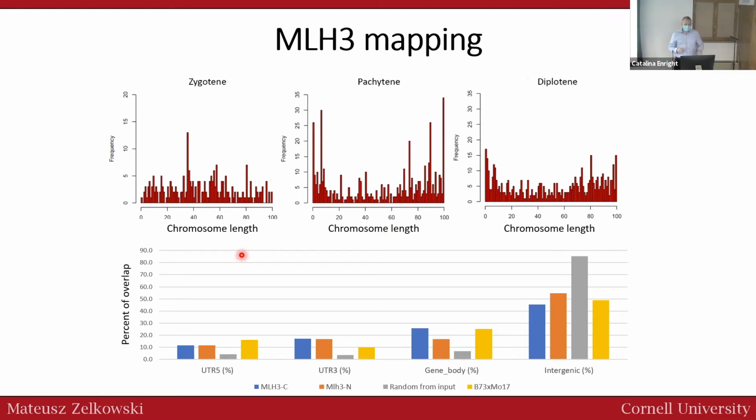The MLH3 in the zygote is actually distributed along the chromosomes. This is the 10 maize chromosomes combined into one, where we have the starting telomere and the end telomere, and in the middle we have the centromere. And this is a distribution of MLH3 peaks along the 10 chromosomes combined together in one graph. And what we can see in zygote is that we have peaks everywhere.